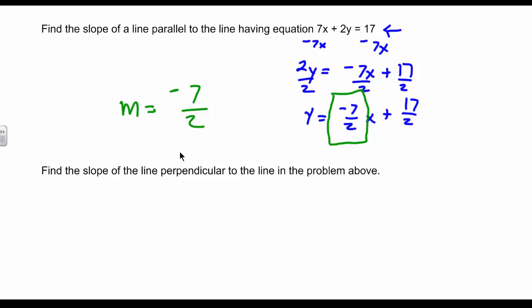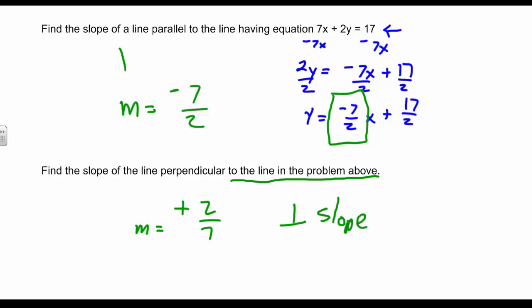Now, it says find the slope of a line perpendicular to the line in the problem above. And since we're talking about perpendicular, we need opposite reciprocal slopes. So the slope of this perpendicular line must have the opposite sign. Since this is negative, we must have a positive. And then we take the reciprocal of the two numbers. So that's 7 over 2. And that's the perpendicular slope.